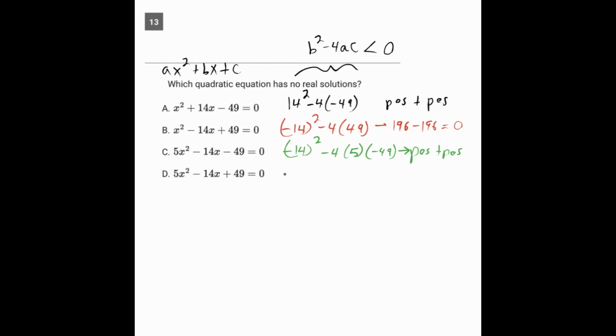But let's go ahead and look at it. Negative 14 squared, b squared, minus 4a and c. So calculating that out, that's 196 minus 980. And so we know that answer will be negative. Doesn't really matter what the numbers are. And so negative discriminant means no real solution, and our answer is D.